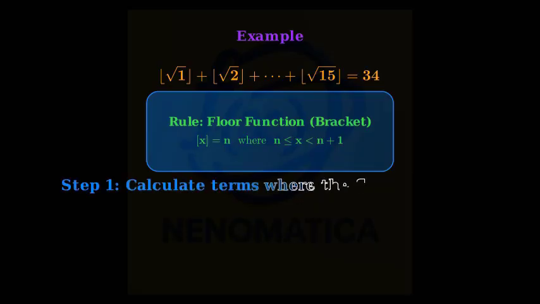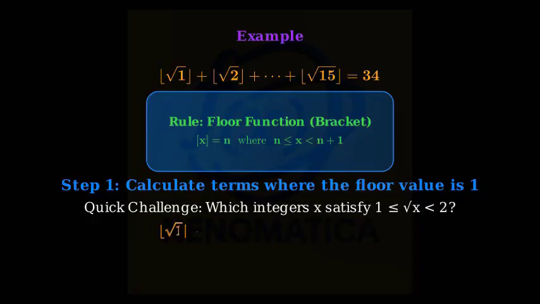Quick challenge. Which integers x satisfy 1 less than or equal to the square root of x is less than 2? We evaluate bracket square root 1, bracket square root 2, and bracket square root 3, each equals 1, so the sum is 3. Rule box: floor value transition for 2.